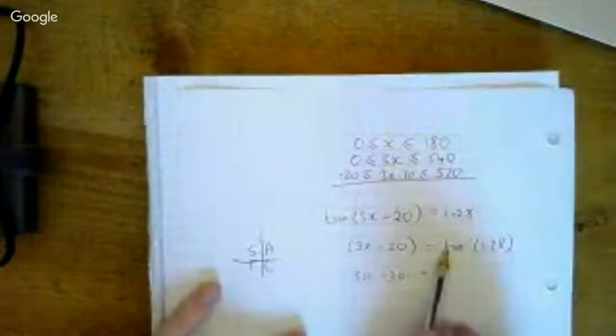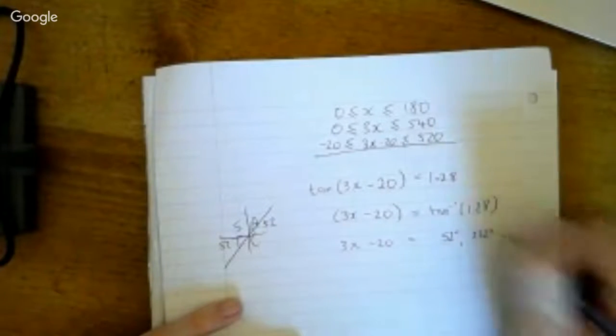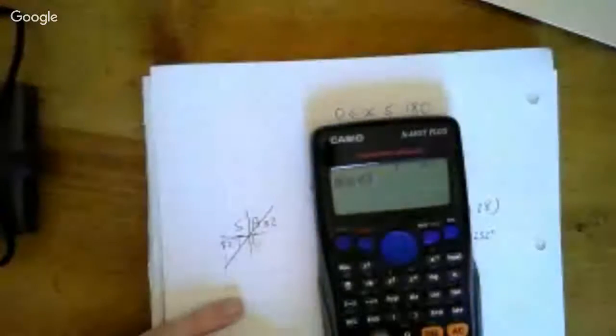So 3x minus 20 is equal to, and I'm going to do all of it in one go here. So I'm doing tan, all in tan, and I'm going to do tan to the minus 1 of 1.28. And that comes out to being dead on 52 degrees, okay? So I would say that's 52 there, and that's 52 there. So my obvious solutions are 52 degrees and then 180 plus 52, so what's that, 232? But if you wanted to check, just say answer plus 180, 232, okay?